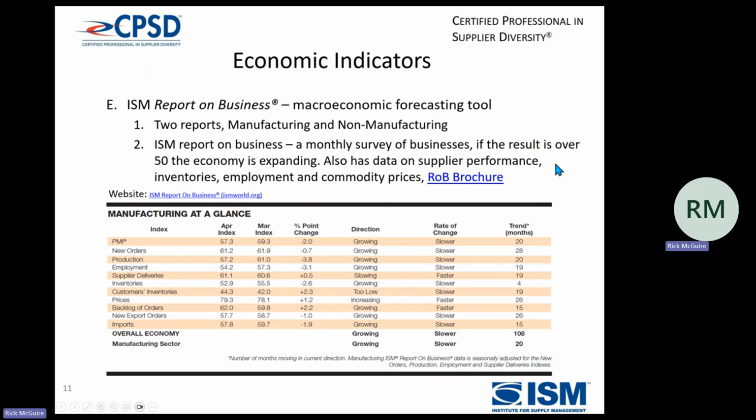So the ISM report on business, or the ROB, macroeconomic forecasting tools. So you've got manufacturing and services or non-manufacturing. Monthly survey of businesses. If the number is over 50, the economy is expanding. If it's below 50, it's shrinking. This is what it looks like. And it has all these different breakdowns and parts. So here's the top PMI number here. April index for this year was 57.3.